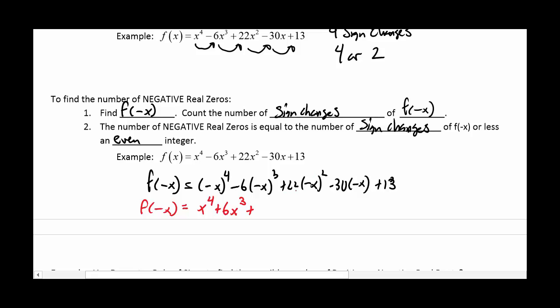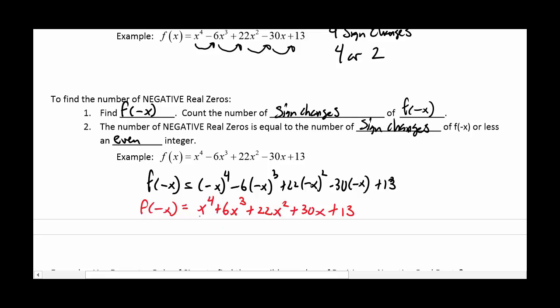Plus that negative squared is still going to be positive, so plus 22x squared. Negative times a negative is a positive, so plus 30x plus 13. Okay, so when we evaluated at the negative, those were the terms we got. And so let's look real quick at how many sign changes there are.